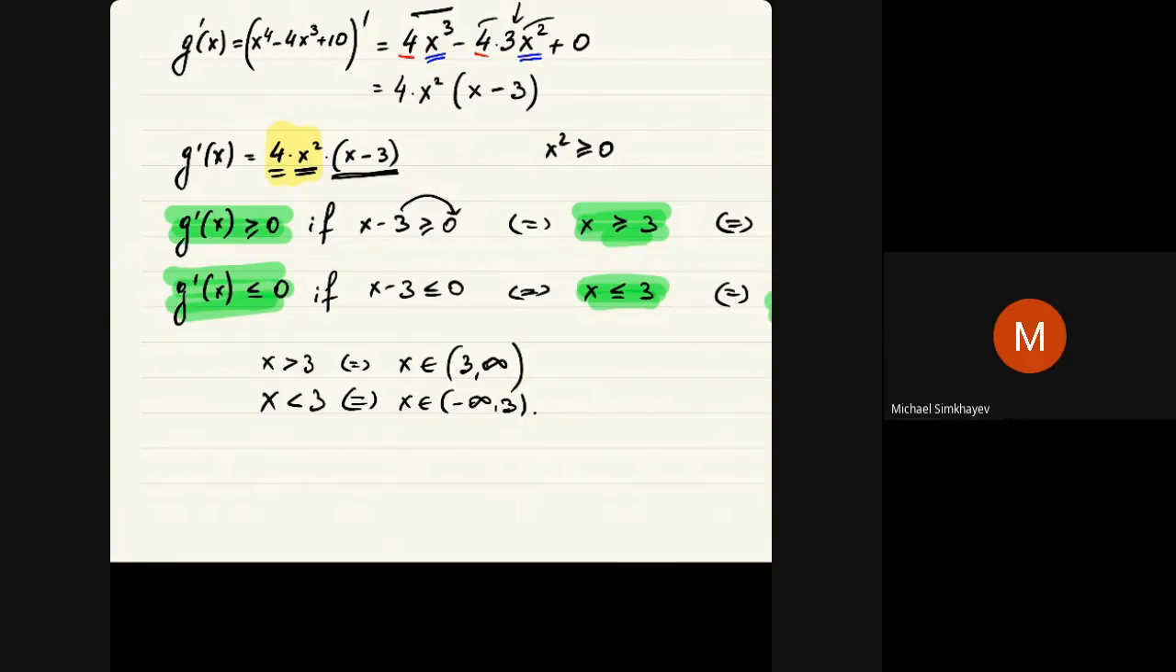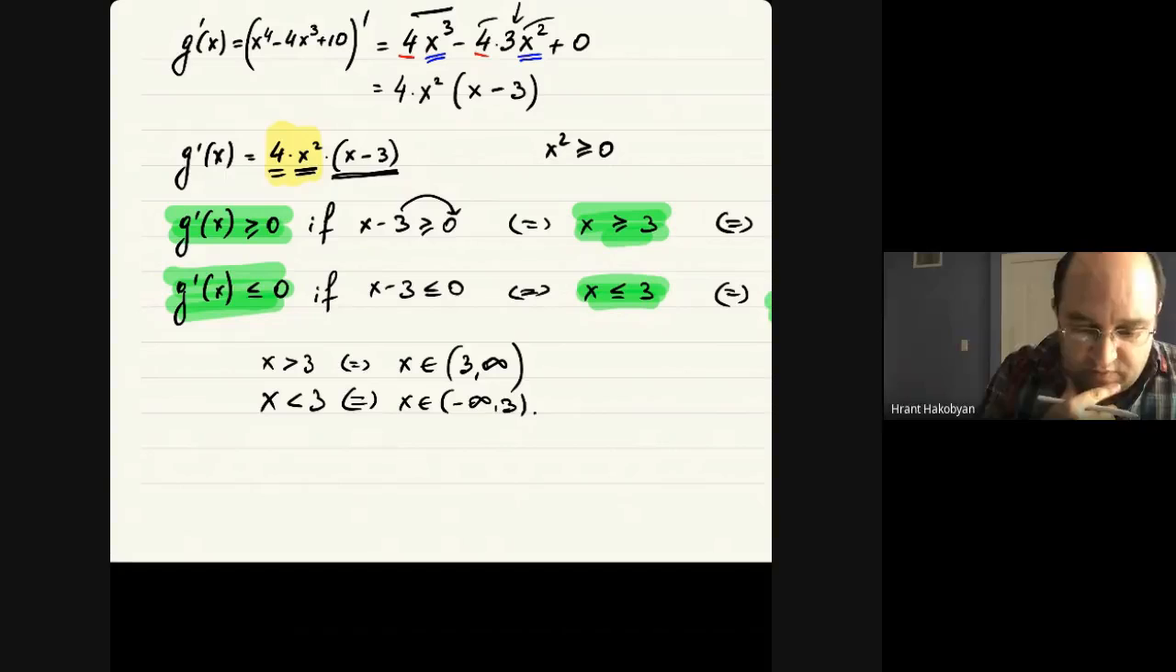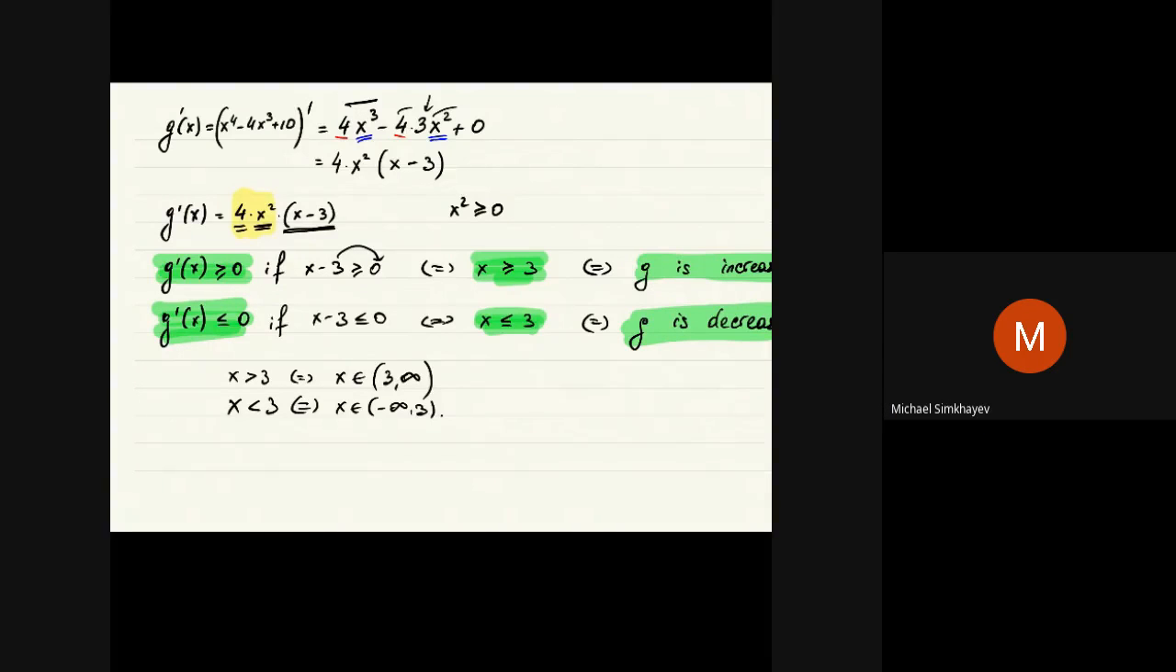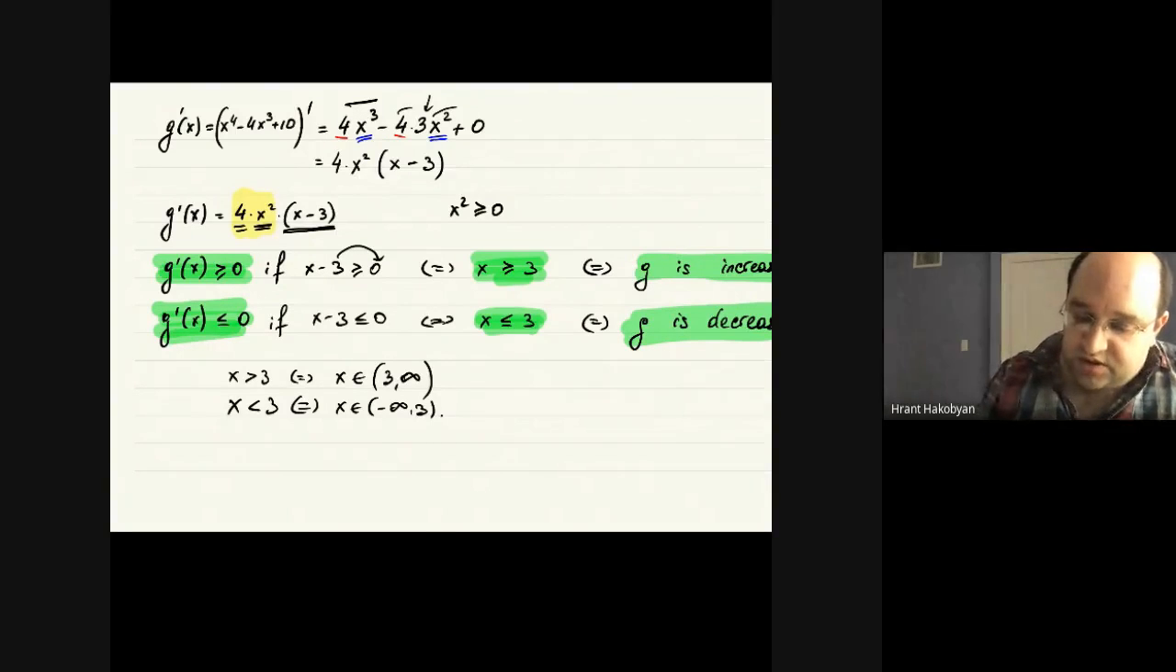4x squared? Yeah, because 4x squared is positive, so that's not going to affect the sign. So that means g is increasing whenever x is in this, sorry.